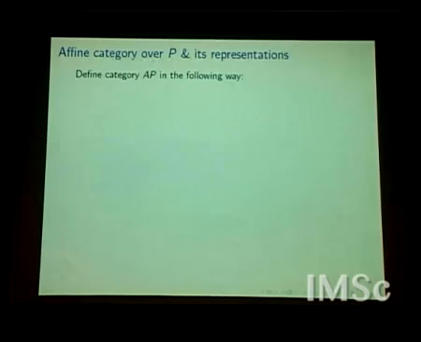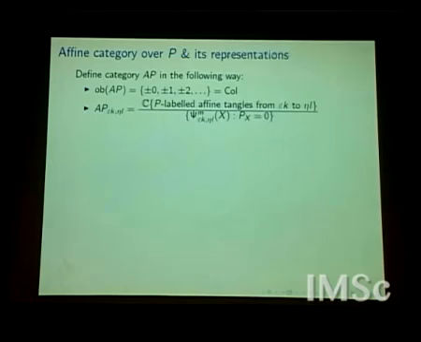Now what is an affine category over P? It will be denoted by AP, and the objects are plus or minus non-negative integers. Morphisms going from color epsilon k to eta l, where epsilon and eta are plus or minus, and k and l are non-negative integers: you take all P-labeled affine tangles going from epsilon k to eta l, so the internal rectangle is epsilon k and the external rectangle has color eta l, and take the linear span of this collection of pictures and mod it out by the relations coming from the planar algebra.